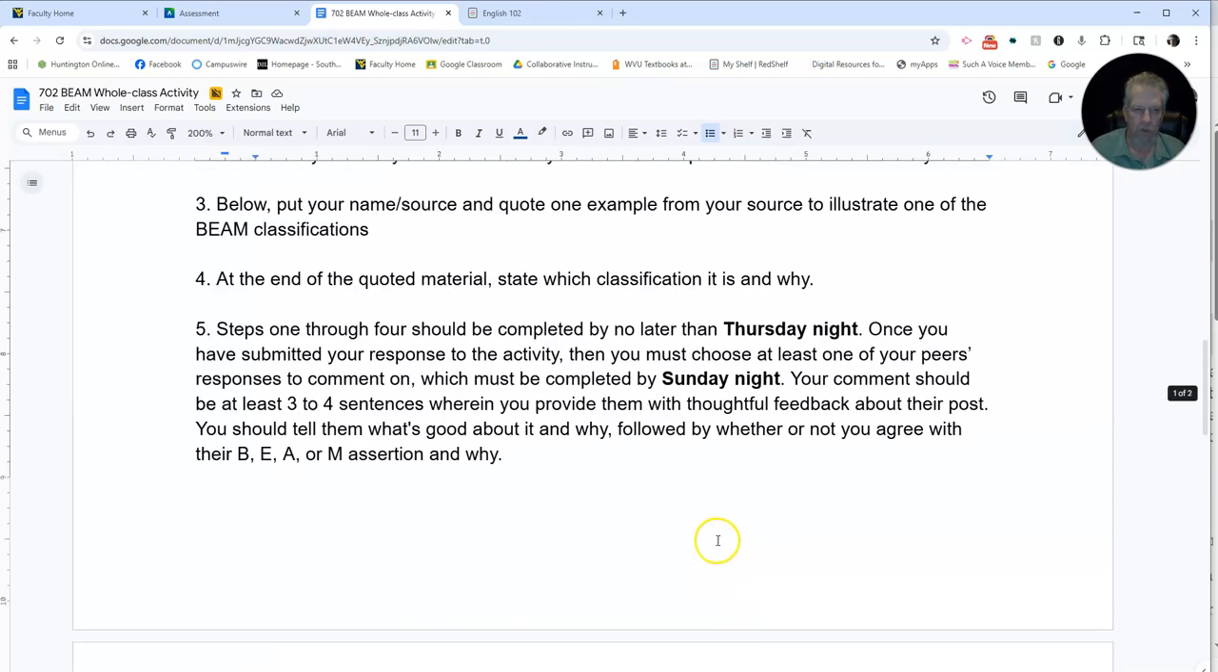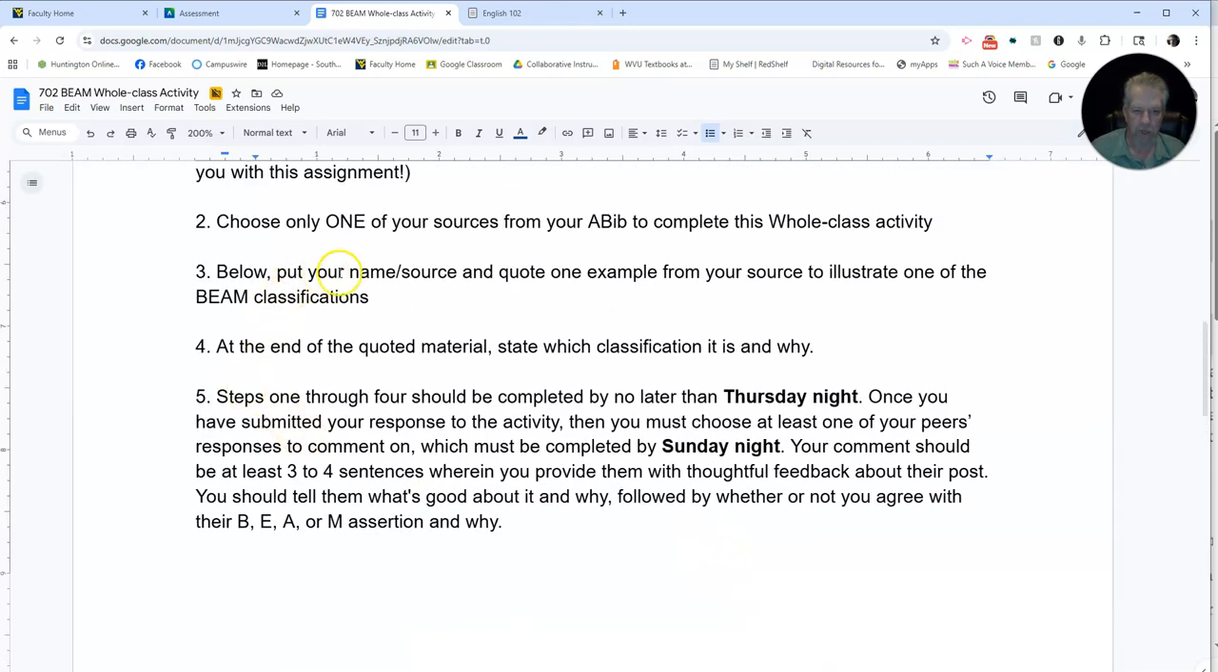You're going to put your name and the source, and then write in a quote from that source to illustrate B, E, A, or M. At the end of your quoted material, you're going to state which of those it is, B, E, A, or M, and why. How do you believe it fits within being a background, example, argument, or methods source? Steps 1 through 4 should be completed by Thursday night.